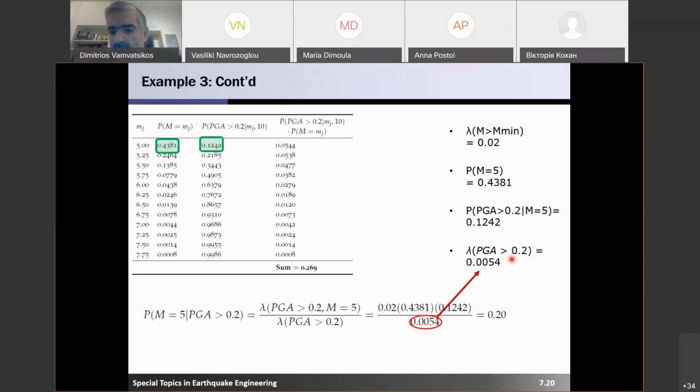And my rate of PGA greater than 0.2, that's 0.0054. I got it from that spot multiplying by 0.02 pretty much, if I remember well. Yeah. So this one goes here, this one goes here, this one goes here, this one goes there, this one goes under here. You do this little thing, the base rule, and you get 0.2. So, pretty much, your magnitude 5 contributes to a PGA of greater than 0.2g by 20%.